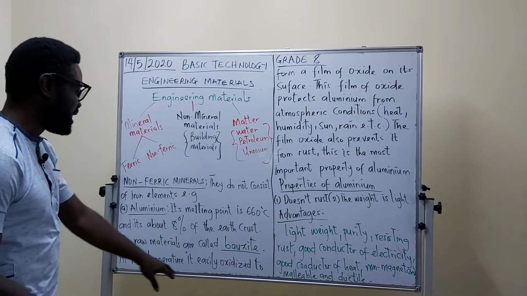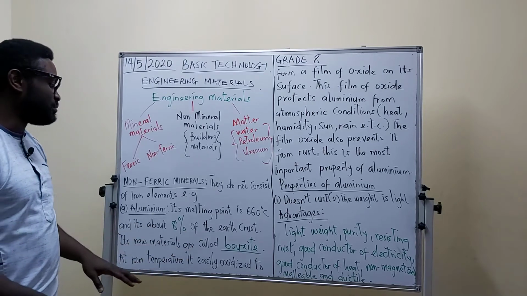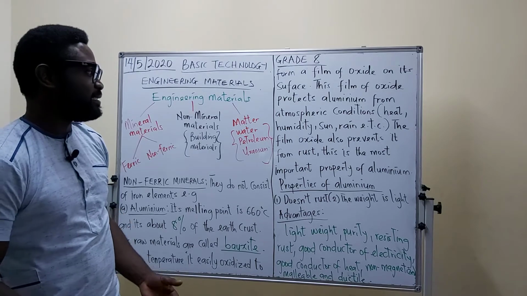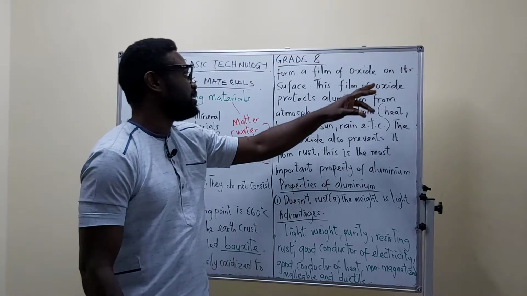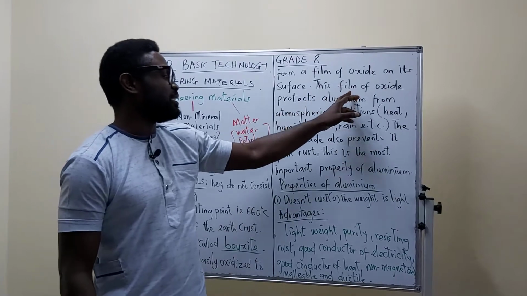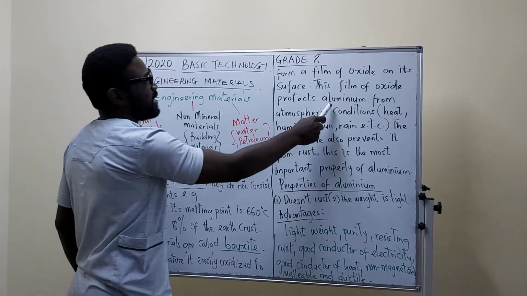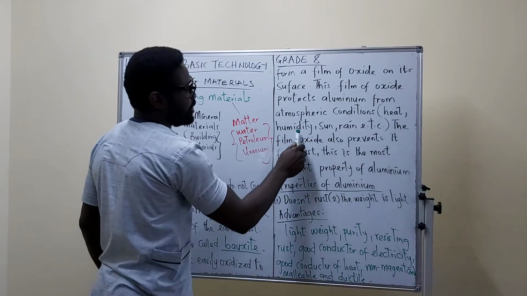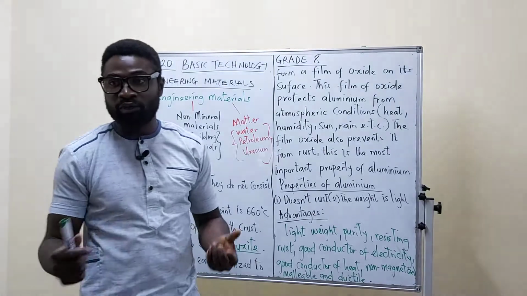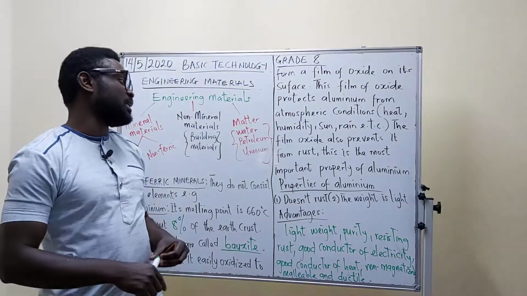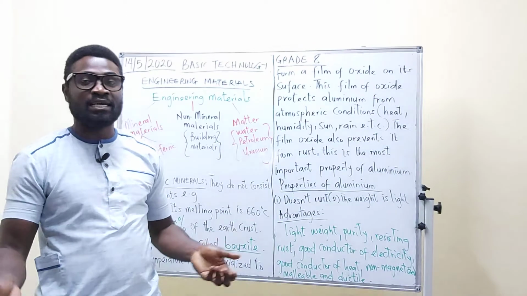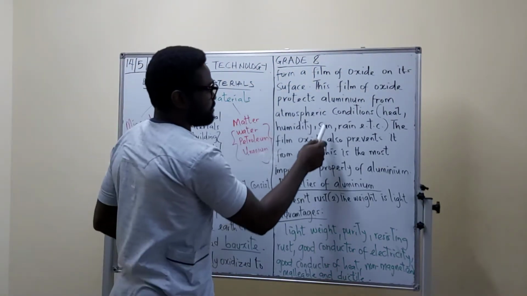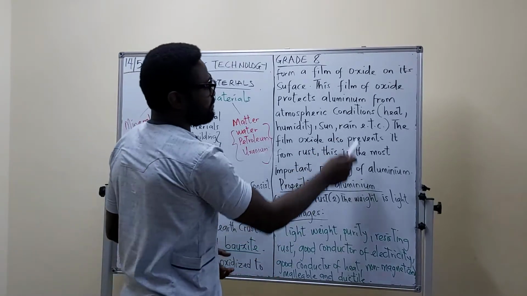So under a natural condition, that is the room temperature or atmospheric condition, aluminium is easily oxidized to form a film of oxide on its surface. This film of oxide protects aluminium from atmospheric conditions such as heat and humidity. When we speak of humidity, for those of you who do not know, it is the amount of water we have in the atmosphere at a particular point in time or on a particular day. We have sun, you all know what sun is, we have rain, etc.